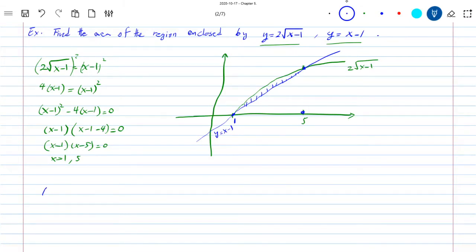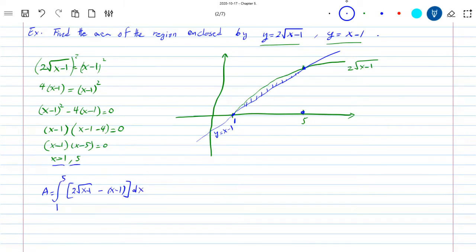So how do you find the area? The area would be the integral from 1 to 5. Here come the endpoints that we found. Now, the top function minus the function below. What is the top function? The top function is 2 square root of x minus 1, minus the function below, x minus 1, dx.